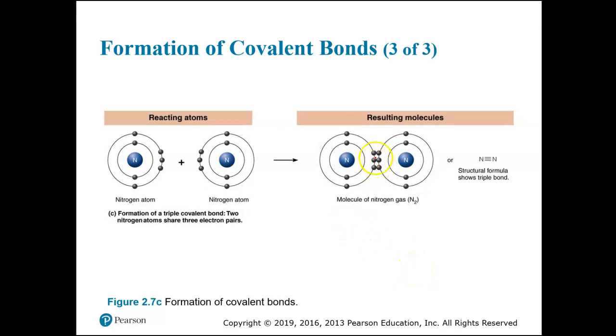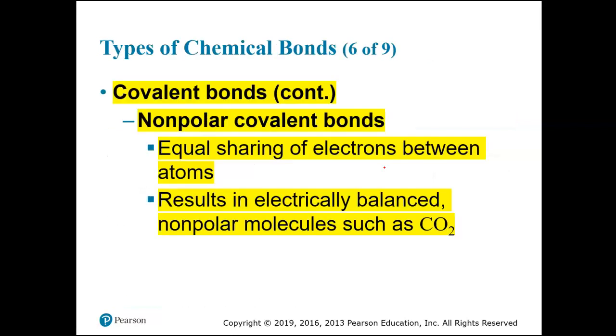And nitrogen gas is 2 atoms of nitrogen that form 3 covalent bonds, which is a triple covalent bond that's formed by sharing 3 pairs of electrons, or 6 total electrons, so that nitrogen will have the full 8 electrons in its valence shell.